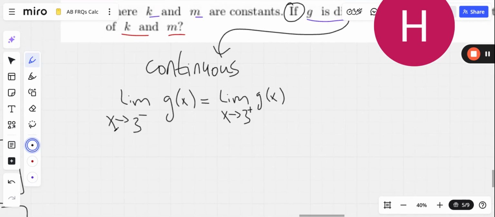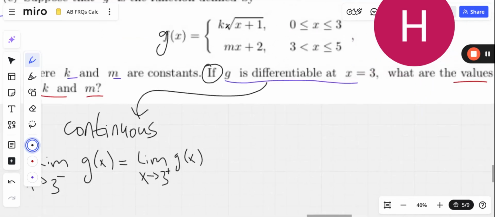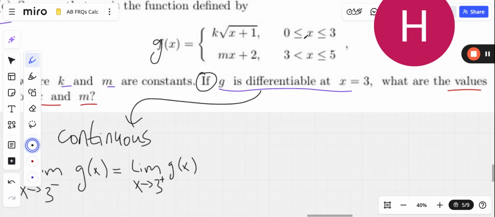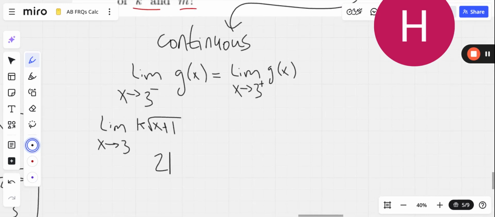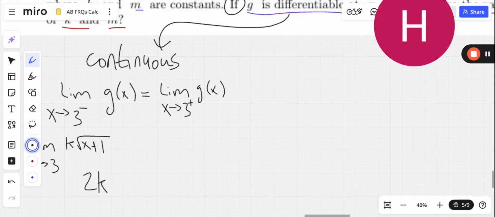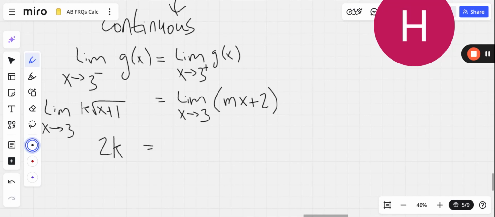So let's figure out what is the limit as x goes to 3 from the left. Even though there's this k which we don't know, we can still figure out what it comes out to in terms of k by plugging in 3. So this is going to be the limit as x goes to 3 of k times square root of x plus 1. I could really just take the k out of it. But if you put in 3, that's just going to give you 2k. Meanwhile, over here, this is equal to the limit as x goes to 3 of mx plus 2, which means this is equal to 3m plus 2.